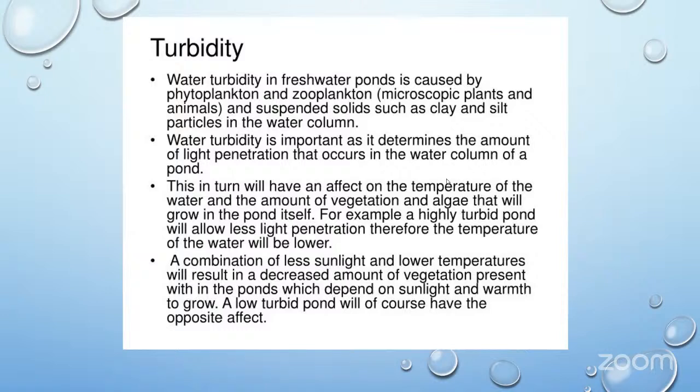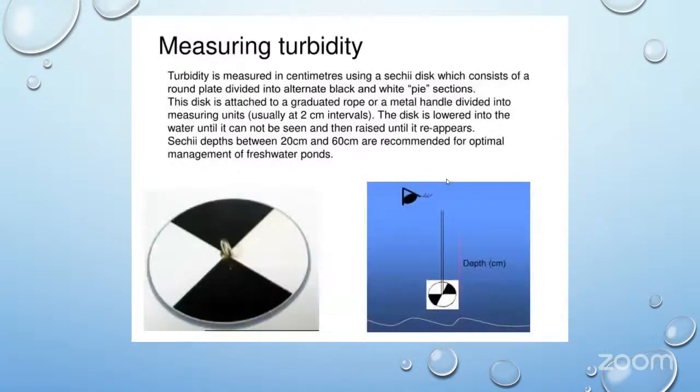For example, a highly turbid pond will allow less light penetration. Therefore, the temperature of the water will be lower. A combination of less sunlight and lower temperatures will result in a decreased amount of vegetation present within the ponds, which depend on sunlight and warmth to grow. A low turbid pond will of course have the opposite effect. Now, how to measure this turbidity?